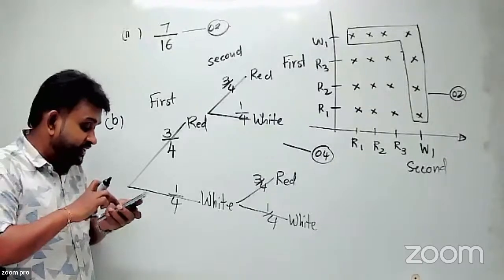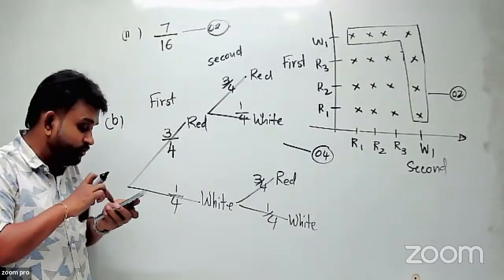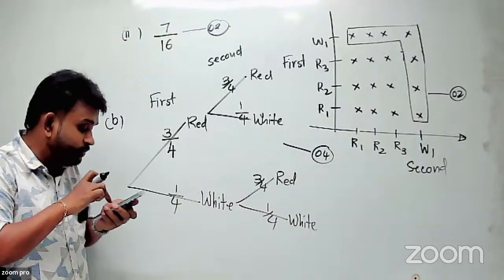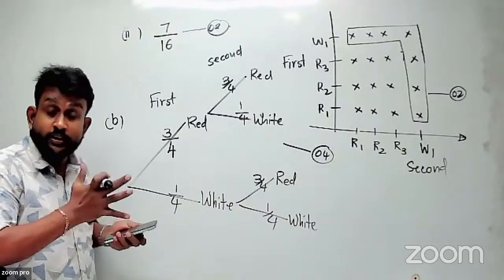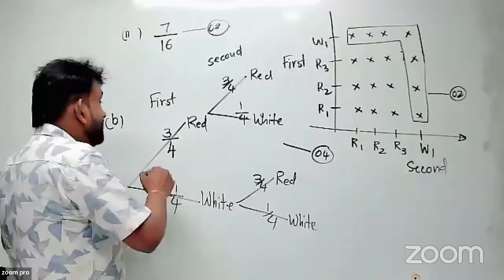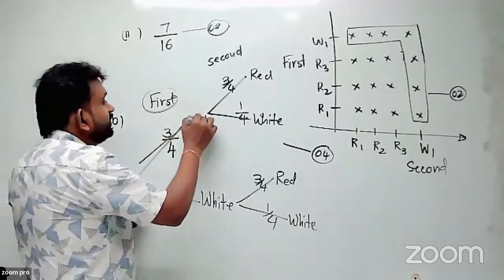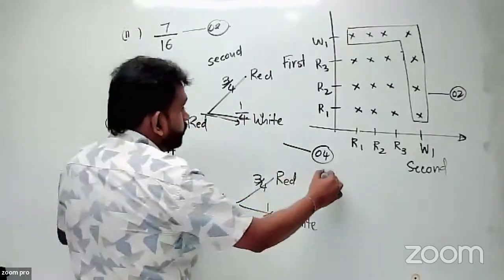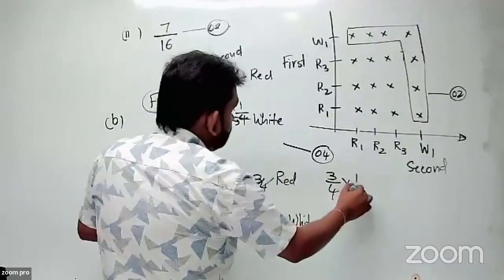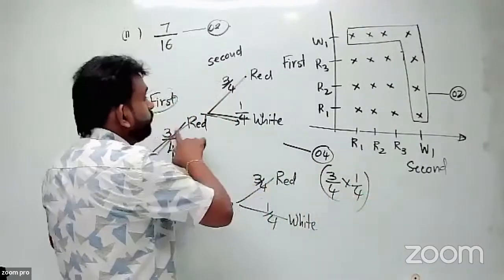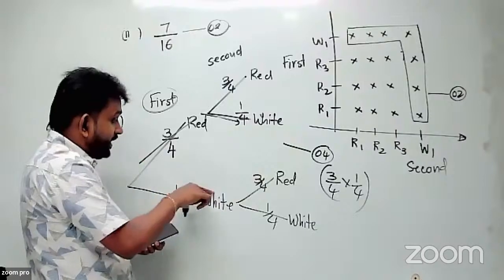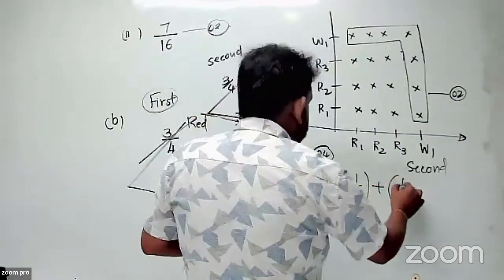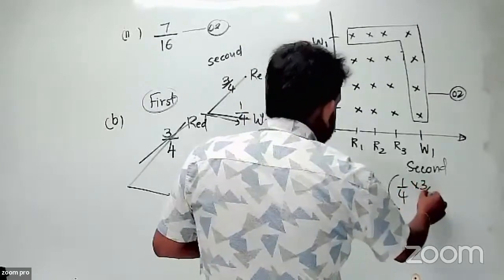Then according to the second row, extend the above tree diagram and find the probability of getting different color balls on both occasions. Different color on both occasions means if the first is red, then the second is white. So what is this case's probability? 3/4 into 1/4. That is the red, white occasion. Then white, red is also a different color, and then you have to add up. White, red means again 1 upon 4 into 3 upon 4.